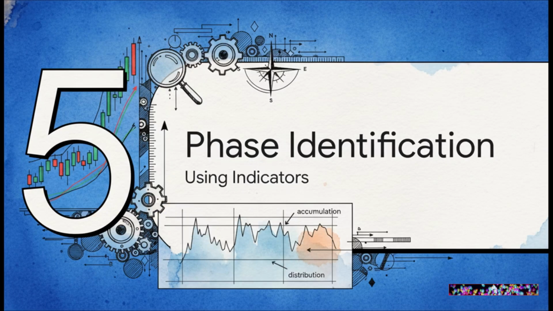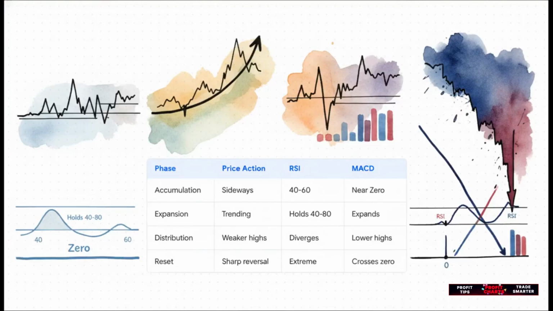Section 5. Indicators and phase identification. The good news is we don't have to guess. We can use traditional tools to figure out exactly which phase we're dealing with. It's crazy how your favorite indicators behave so differently depending on the market cycle. During accumulation, price is just going sideways, the RSI is chopping around between 40 and 60, and the MACD is basically flatlining near zero. But in an expansion phase, the trend is super clear, RSI holds high between 40 and 80, and MACD expands away from zero.